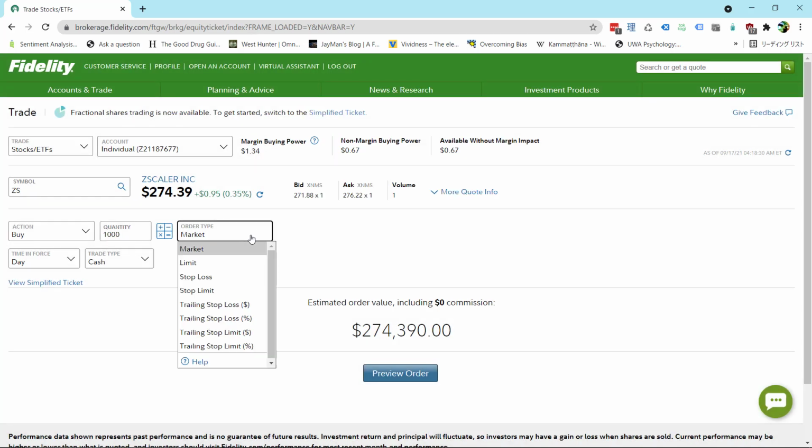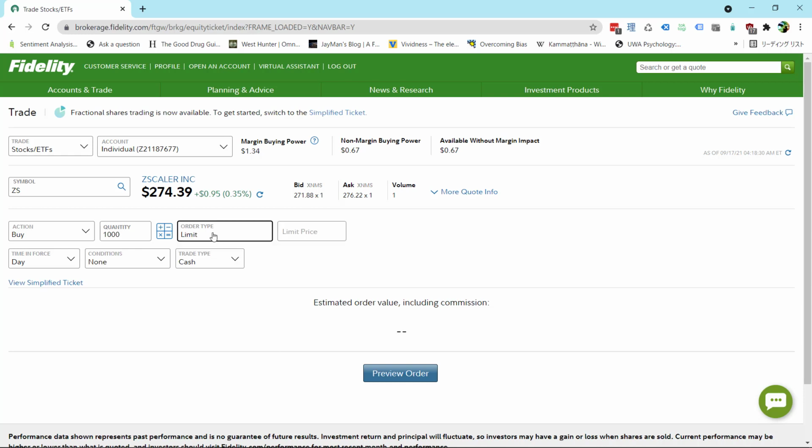All right, now let us discuss limits. Order type limit. We are putting this in because we don't want to pay the ask price when we see that there is a $5 spread between the bid and the ask. So what do we do? Well, ideally we'd like to pay the limit or the bid price, which is $271.88, but I'll tell you, you're not going to get that filled. You're never going to get that filled because this one isn't filled. If this one were filled, then this wouldn't be the bid price. The bid price would be higher.